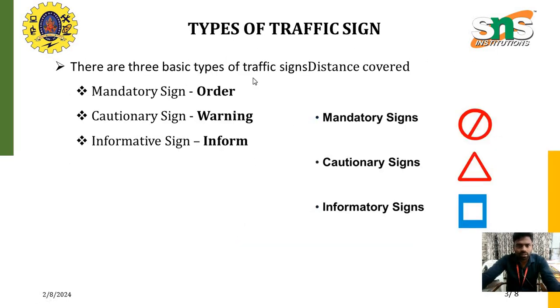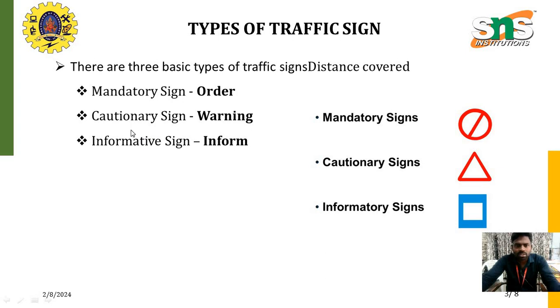Here we have the types of traffic signs. These signs are to be followed in three ways. The first one is the mandatory sign. The mandatory sign indicates that it has to be followed. It is a command from the government that has to be followed, right?